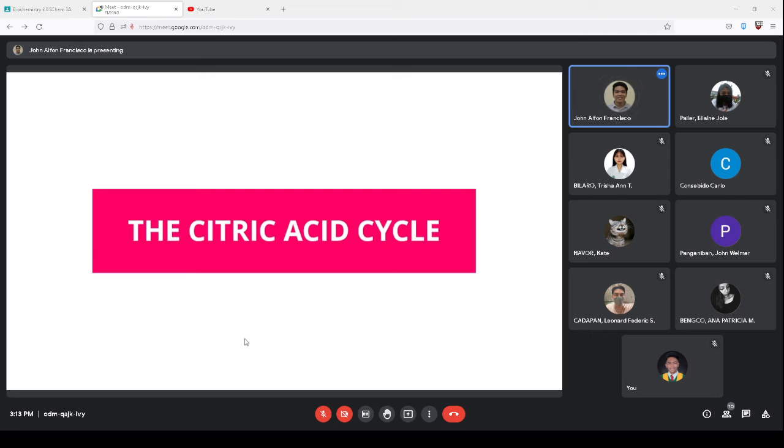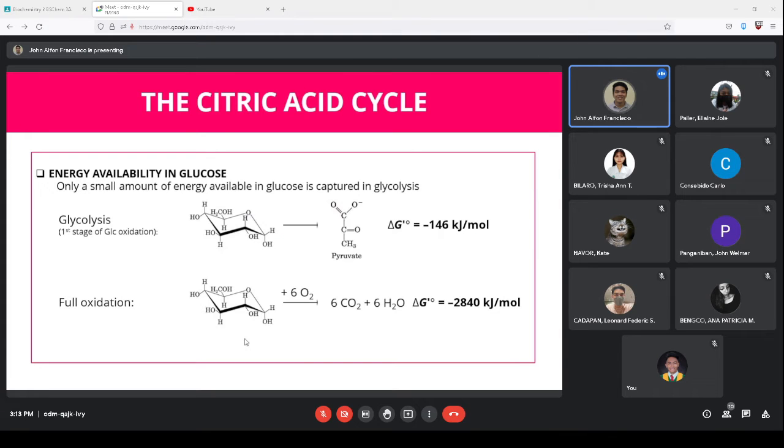in the cells. Okay? So the citric acid cycle. The issue here is the energy availability of the components of the metabolism. We have already studied glycolysis, but this is only the first stage of glucose oxidation. In glycolysis, we are creating pyruvate. The pyruvate releases energy of negative 146 kilojoules per mole.